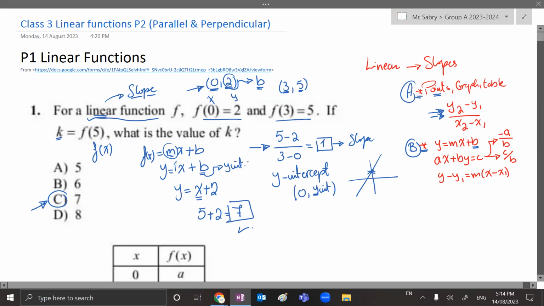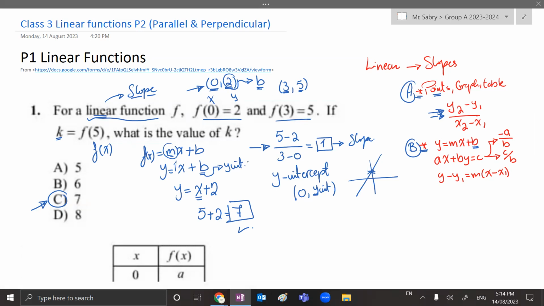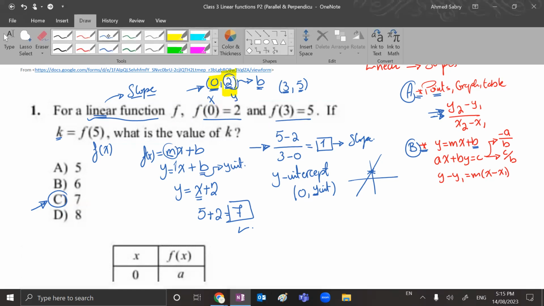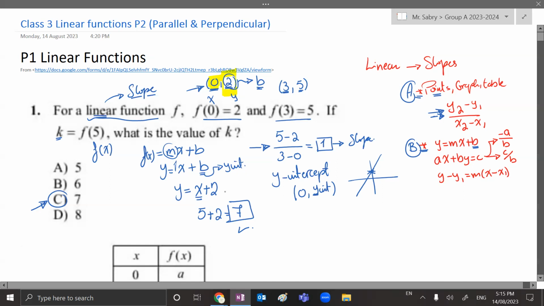because I'm already given a point that has the x coordinate equal to 0, which is this point here, this means that whenever any point in the world has the x equal to 0, the y here is the y-intercept. So I'm already kind of given the y-intercept in an indirect way. I took the y-intercept and I substituted it here instead of the b.